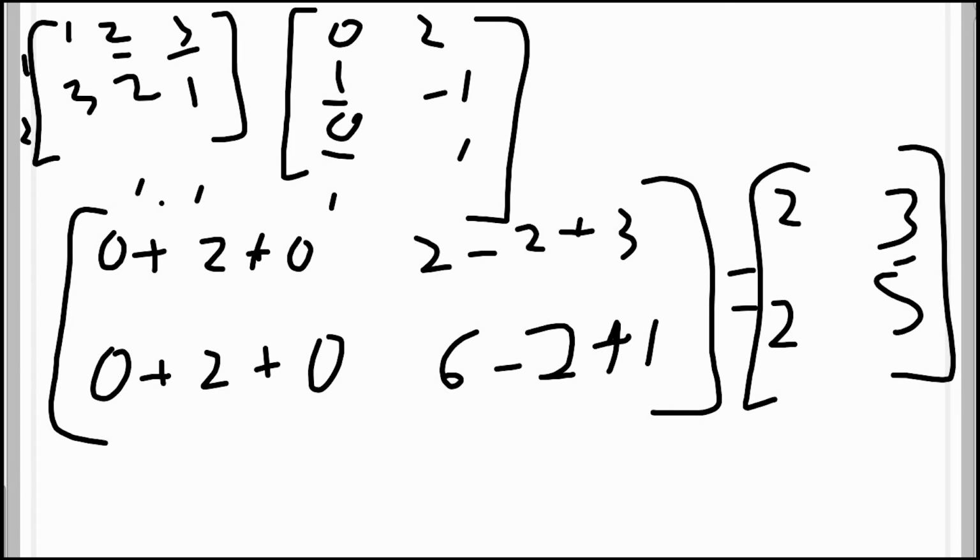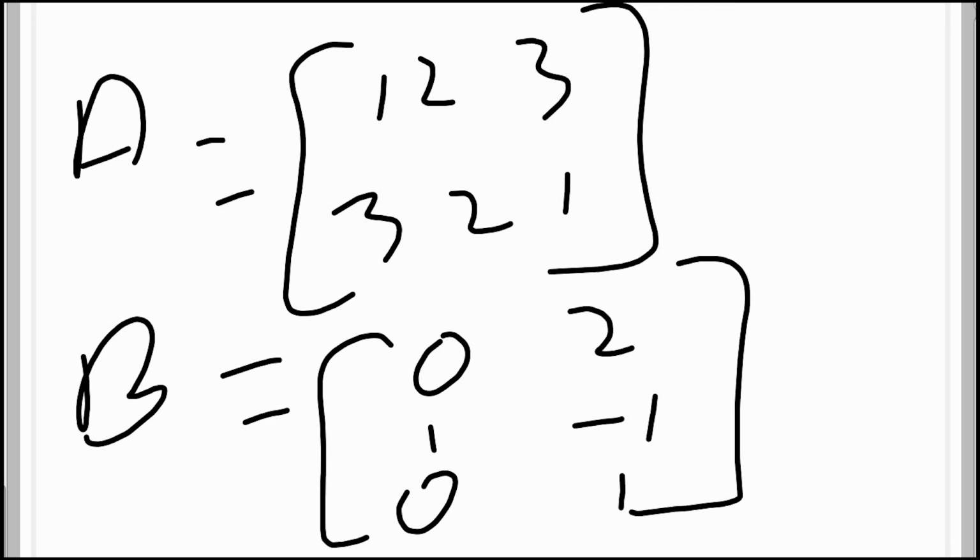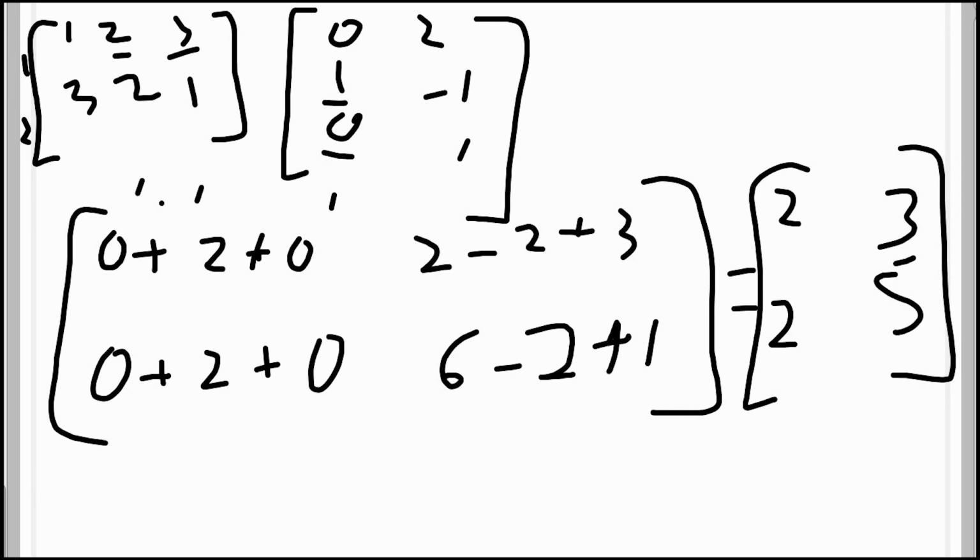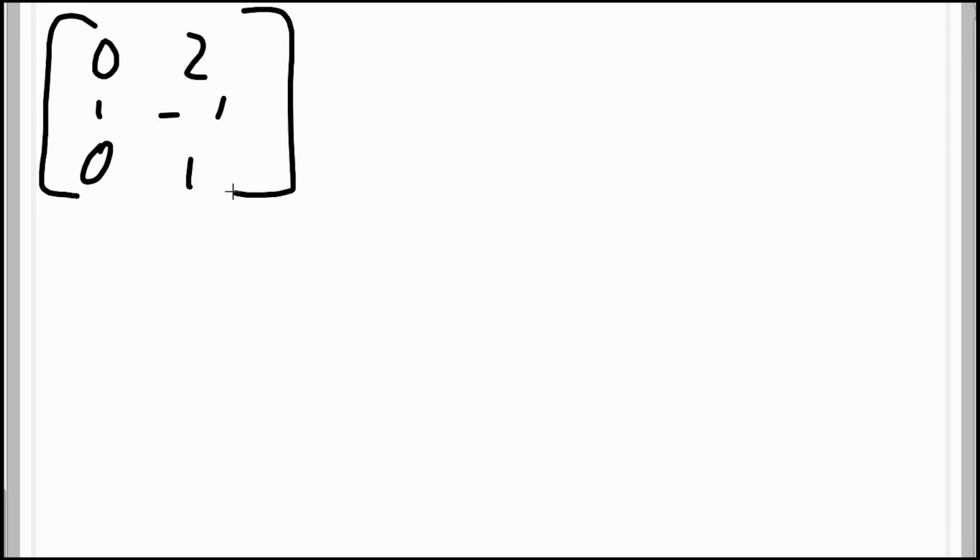Then we can multiply this by this again. We can multiply B by A. From here, this is our B, this is our A. So we can multiply it the other way around. I'm just trying to prove to you that A multiplied by B is not equal to B multiplied by A. So now multiplying B by A, let me just write it: 0, 2, 1, minus 1, 0, 1, multiplied by 1, 2, 3, 3, 2, 1.